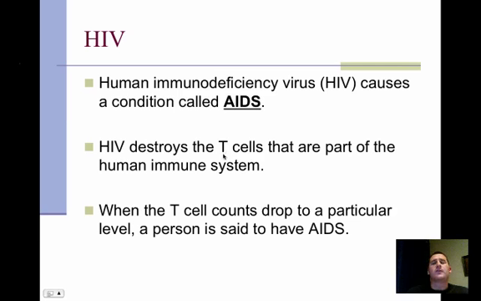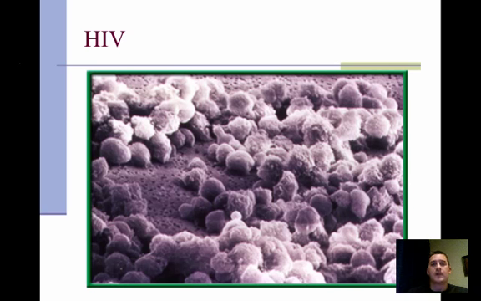Your T cells are part of your immune system that help your white blood cells fight off infections. Well, HIV destroys these cells, so your body can't fight off infections. Your immune system becomes deficient, and a common cold can kill you, for example. This happens when the T cell count drops to a particular level. Then the person is said to have the full-blown disease, not just the virus.